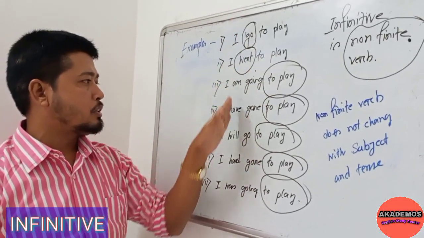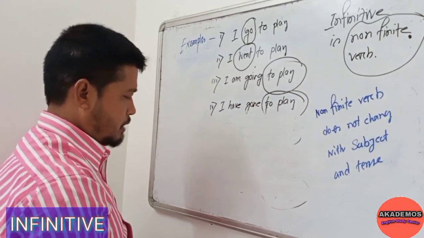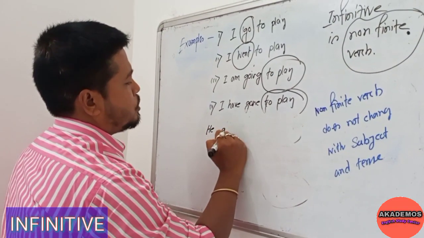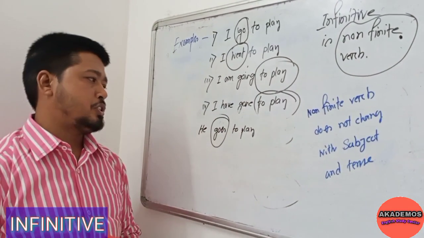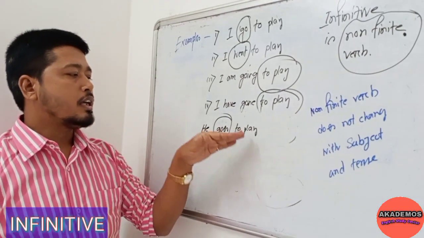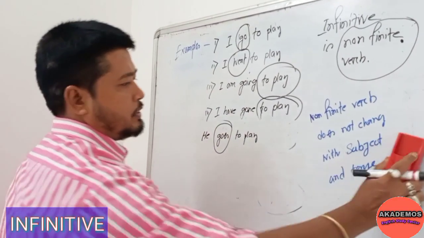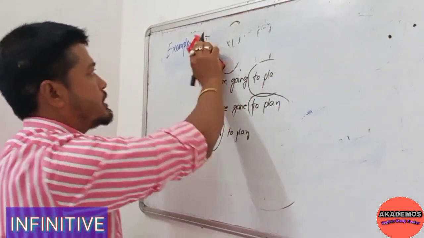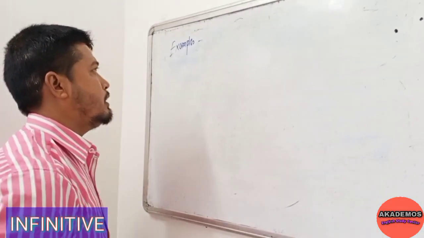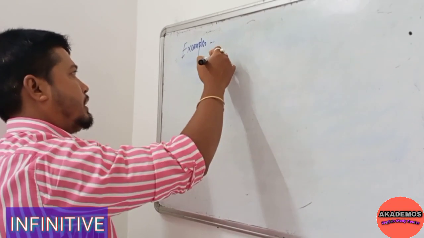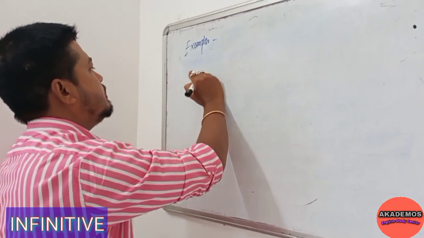Go is changing according to tense, and even according to number: the finite verb will change. He goes to play. Goes, from go, but play remains unchanged, because it is a non-finite verb and it falls into the category of infinitive. This explanation is necessary, because without learning finite verb, you cannot learn non-finite verb. That's why, what is the difference? And the infinitive, what is infinitive?